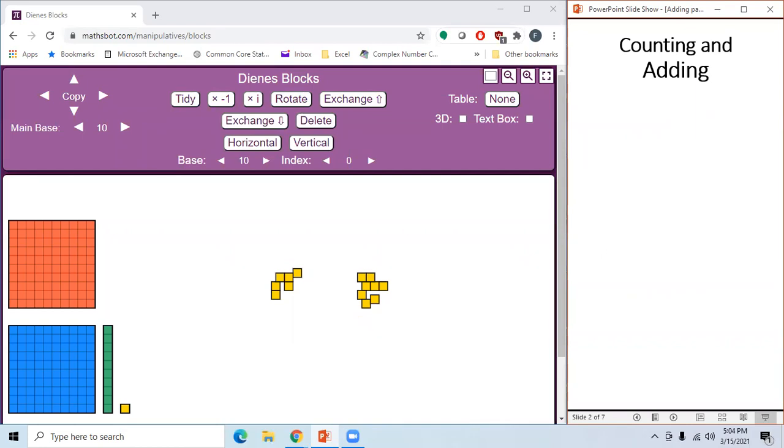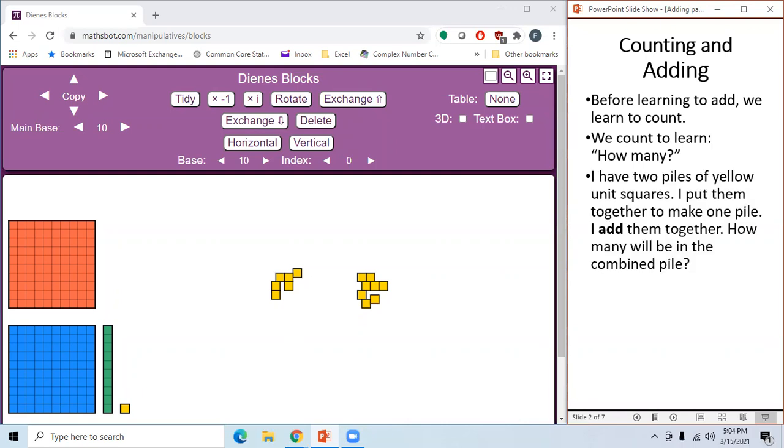Before we look at adding, it's important to understand counting a little bit better. Before learning to add, we learn to count. We count to learn how many. I have two piles of yellow unit squares over to the left. If I put them together to make one pile, I would be adding them. How many will be in the combined pile?